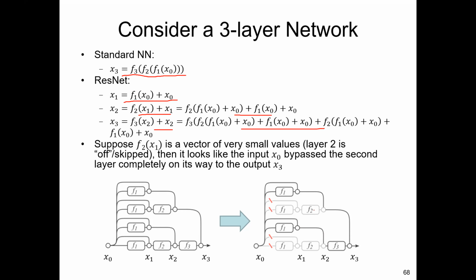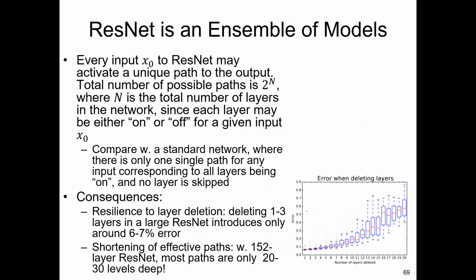Suppose f2 is close to zero. Essentially it blocked the data flow at this point. Then the data flows only through these paths, only through the skip connections that skipped the f2 layer. Therefore, every input to the ResNet may activate a unique path to the output. The total number of possible paths is 2 to the power n, where n is the total number of layers in the network, since every layer may be either on or off for a given input.